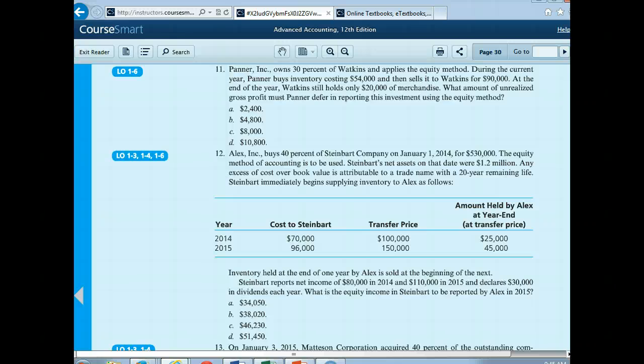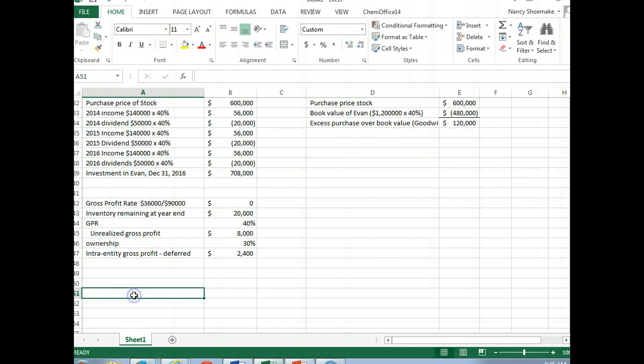So we've got a couple pieces all coming together here. We've got to deal with the trademark, and then we're going to deal with these intra-entity transactions that may need to be deferred. So let's set this up and take it one step at a time.